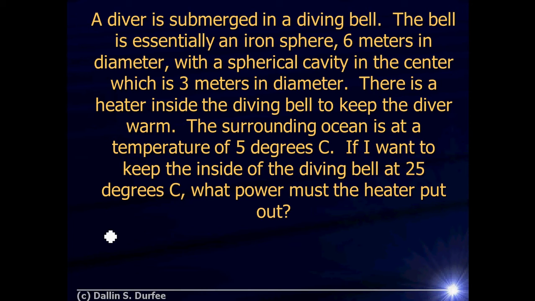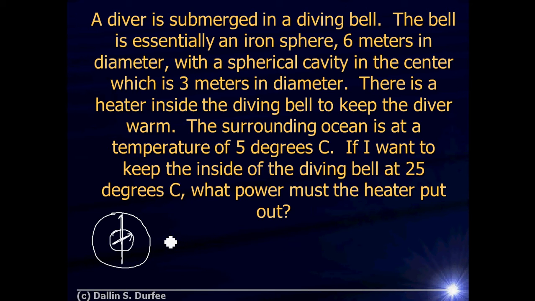The bell is essentially an iron sphere 6 meters in diameter with a spherical cavity in the center, which is 3 meters in diameter. So my diving bell is a big sphere hollowed out with a sphere in the middle, and that's 3 meters, and this diameter is 6 meters. And of course we know the radius, because the radius is just half the diameter.